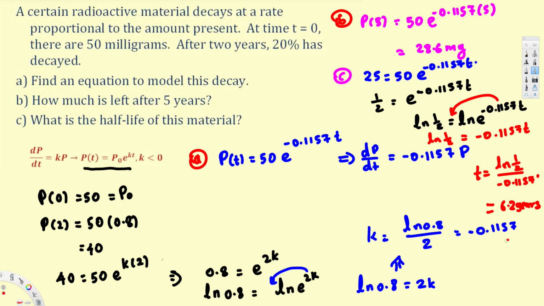And the shortcut method to find half-life is this. Whenever you're trying to find half-life, you can use this formula: t is going to be equal to ln of half divided by k. The k value is the power we have, this value. If you divide ln of half by that, you will get the half-life. And that's how we do this kind of problem.